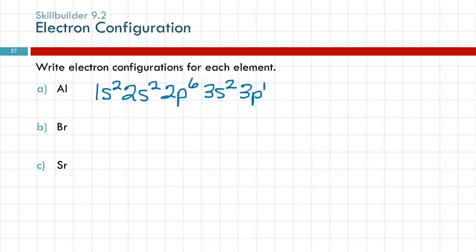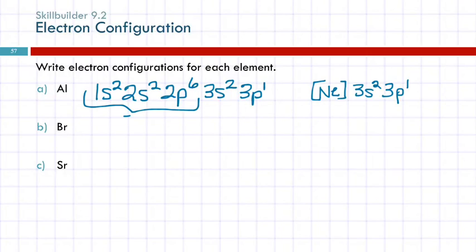Now, if we wanted to use the noble gas shorthand, it would be neon, right? Neon, and then the stuff that comes after neon, 3s2, 3p1. Because what we're doing there is we're saying, well, this part, that is the electron configuration of neon, isn't it? 1s2, 2s2, 2p6. Instead of writing all of that, I'm just going to write neon in brackets. Any questions?